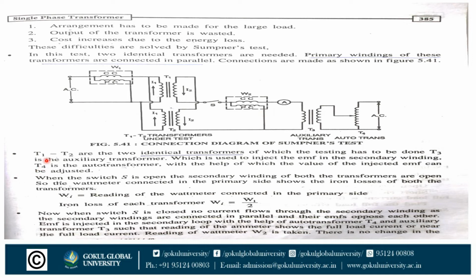Okay. Now T1 and T2 are the two identical transformers of which the testing has to be done. Now T3, this one is the auxiliary transformer which is used to inject the EMF in the secondary winding.